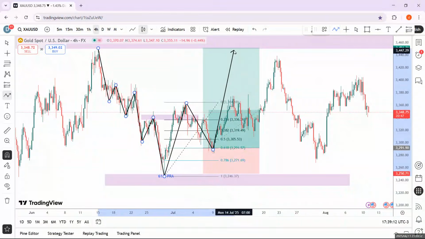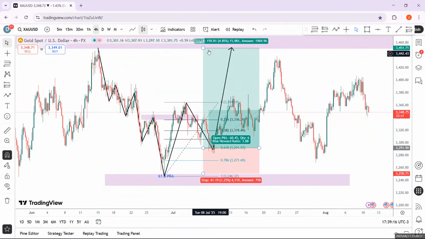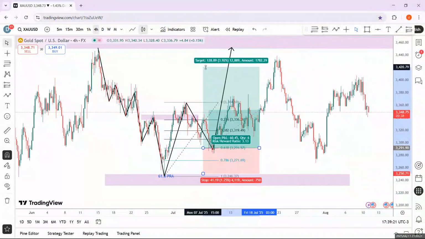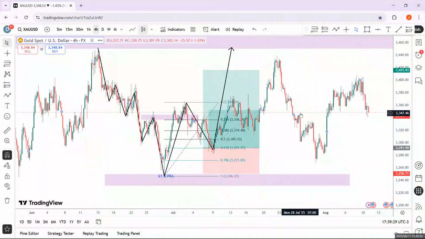However, we have an 80% take profit rule. Okay, so the highest level is 1 ratio 3.88. For anything around 1 ratio 3, we should be out of this trade. Just the 80% take profit rule. Okay, so anything around here, anything around 1 ratio 3, you should be out of this trade, following our 80% take profit rule.